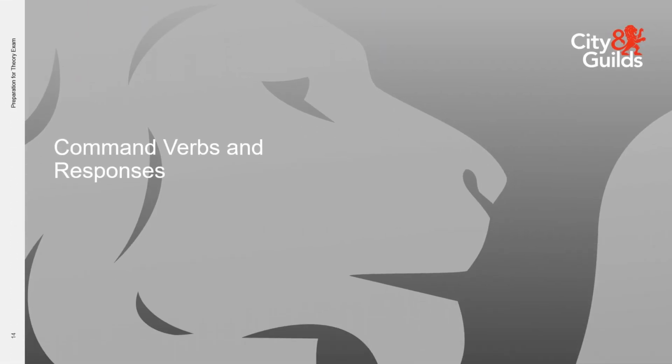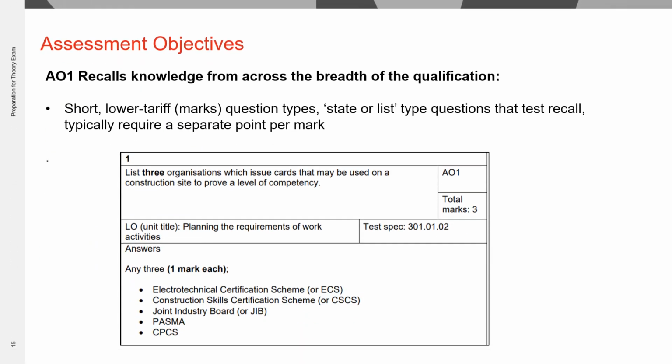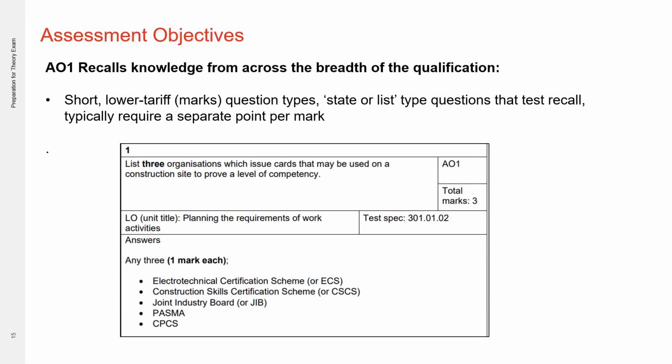Command verbs and responses. AO1 recalls knowledge from across the breadth of the qualification. These are likely to be short, lower mark questions. Verbs will likely be state or list type questions that test recall and usually have a separate point per mark. In this example, the verb is list.